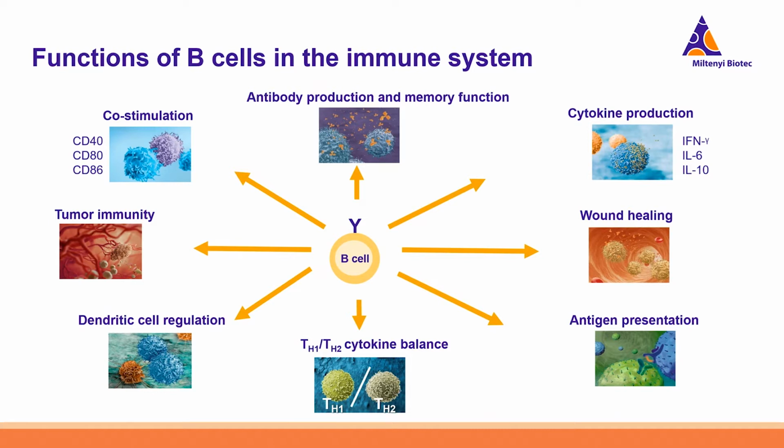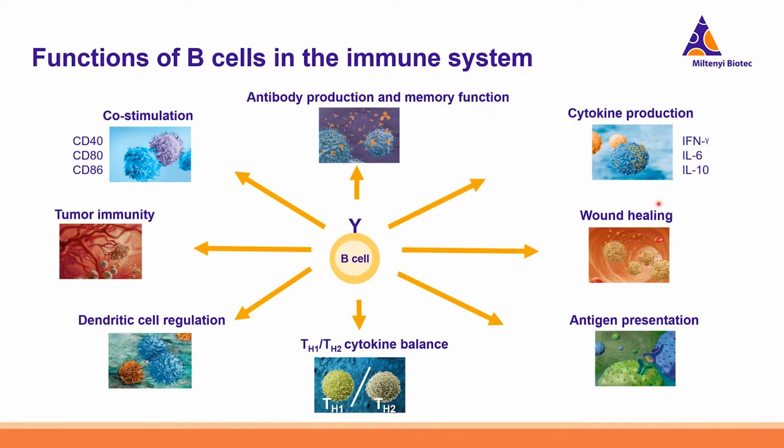So B cells have a lot of different functions in the immune system. I just wanted to show you some, to bring you all up to speed so that we're all starting from the same starting point. B cells have many different functions like antibody production and memory function. That's the main function that you know about B cells. But they also produce cytokines.